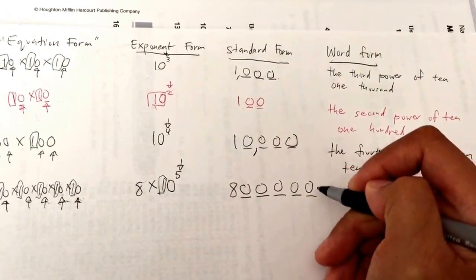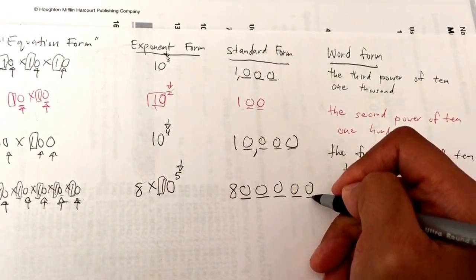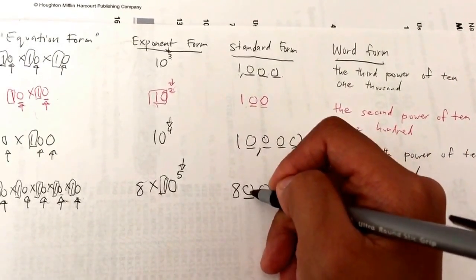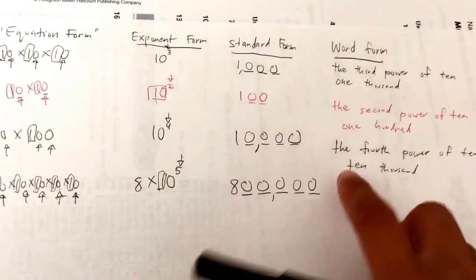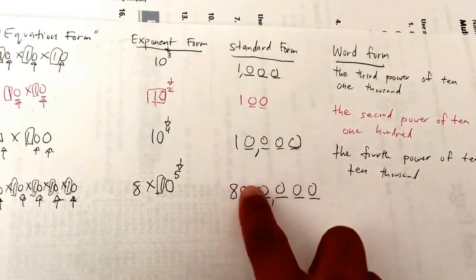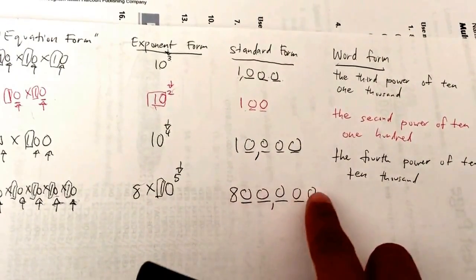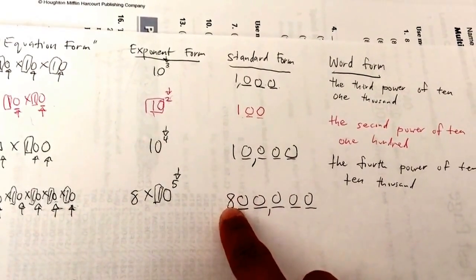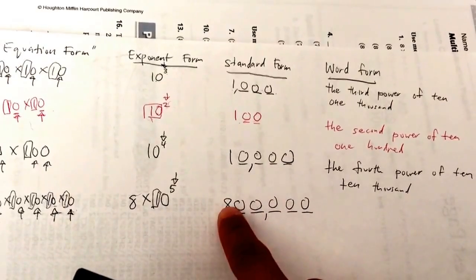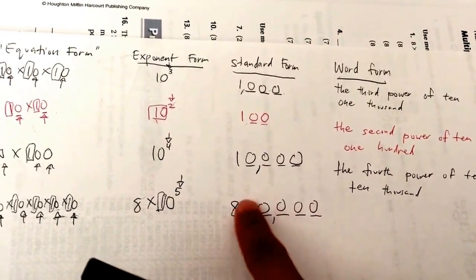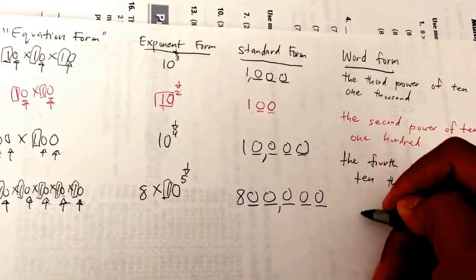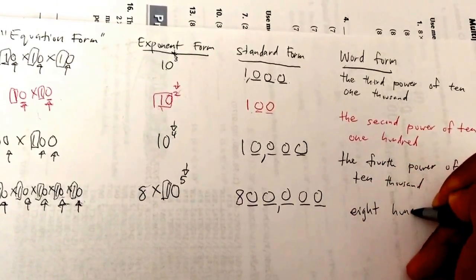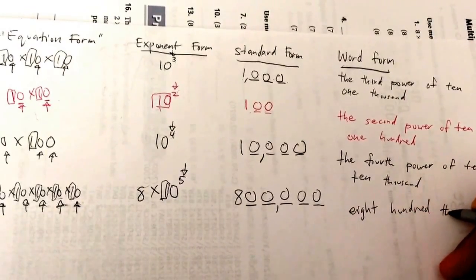We do have to find out what the periods are. Ones, tens, hundreds, comma. Here are the ones period and the thousands period. Ones, tens, hundreds, thousands, 10,000, 100,000. So this number is 800,000. Oops, I forgot to switch colors so it doesn't blend like it does here.